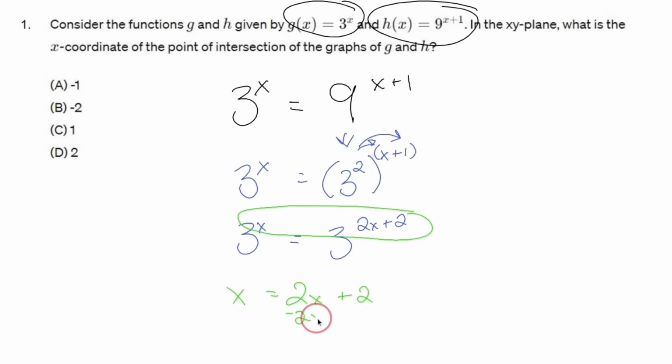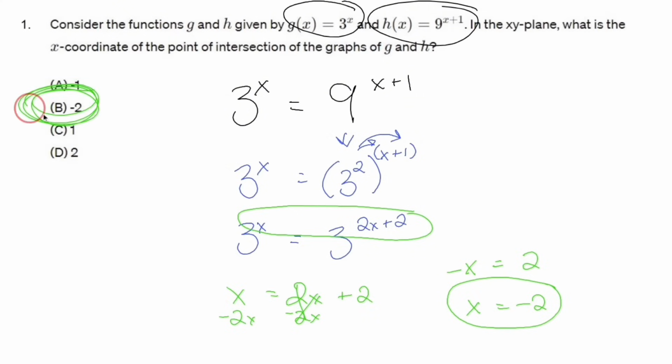Let's subtract 2x from both sides, giving me negative x equals positive 2. And if negative x is positive 2, then positive x is negative 2, because we multiply by negative 1. And so the answer is B. B for boy, oh boy, was this fun. Problem 1 down. Hope this helps.